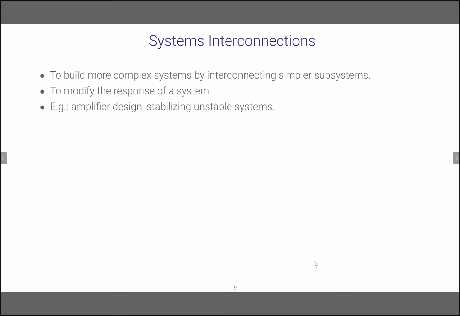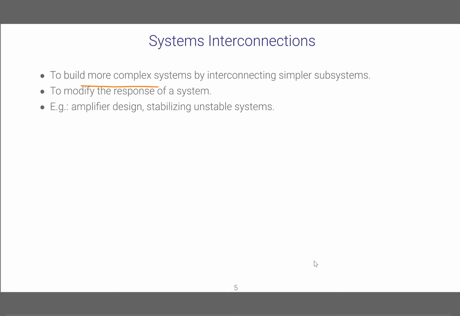Okay, when we study systems, we can look at system interconnections. That helps us to build more complex systems by interconnecting these subsystems. And sometimes we can use that to modify the response of a system. Maybe a system is unstable, and we want to stabilize it by connecting another subsystem to that system. Sometimes we use these techniques in amplifier design, stabilizing unstable systems, and so on.